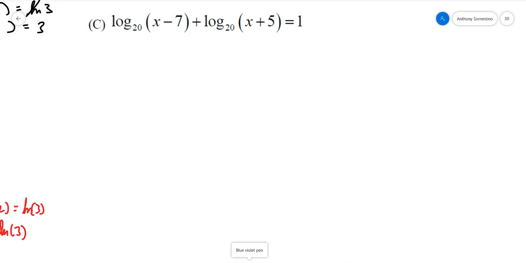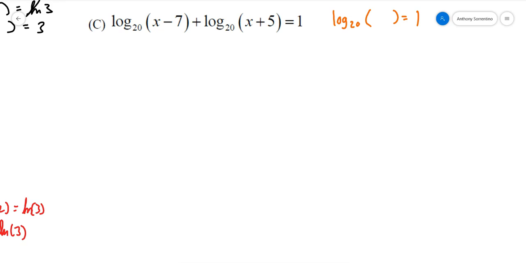Now, if I had the log base 20 of just one quantity equaling 1, I could handle that. I could deal with that just fine. I'd rewrite this as an exponential equation and then go from there to solve it. I don't have that though. I need to have a single logarithmic statement on the left-hand side before I can take what I have and rewrite it as an exponential equation. So I need to figure out a way of doing that.